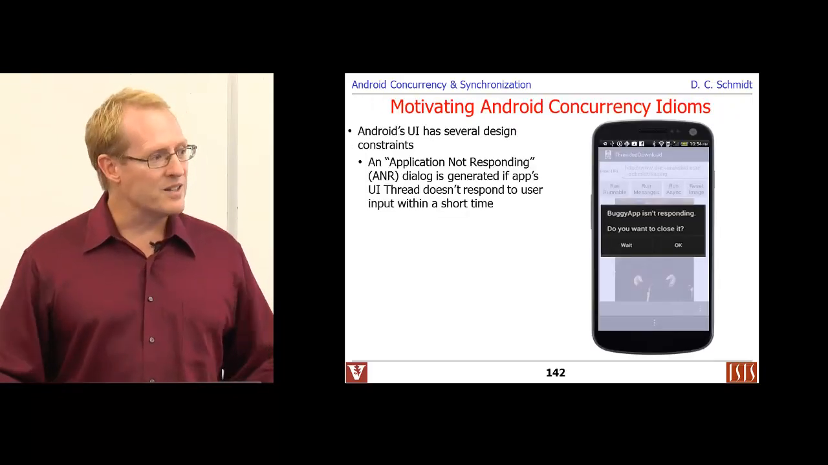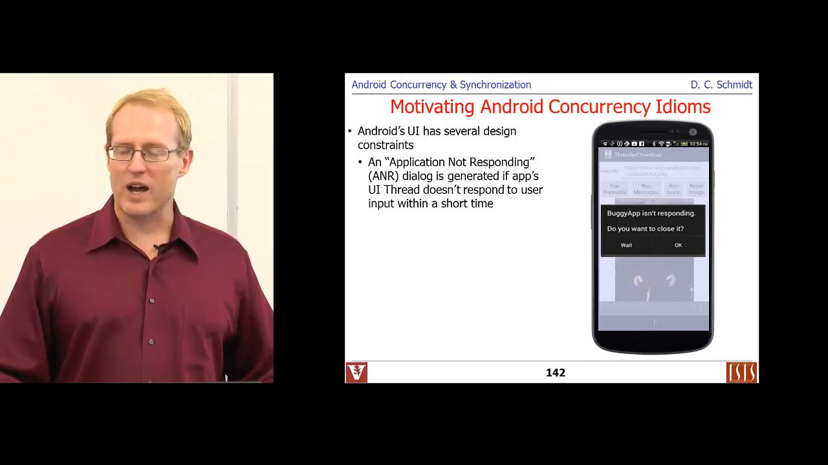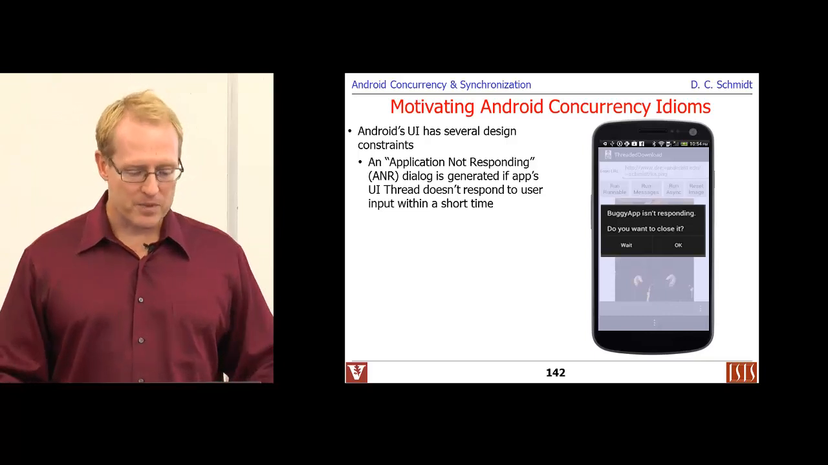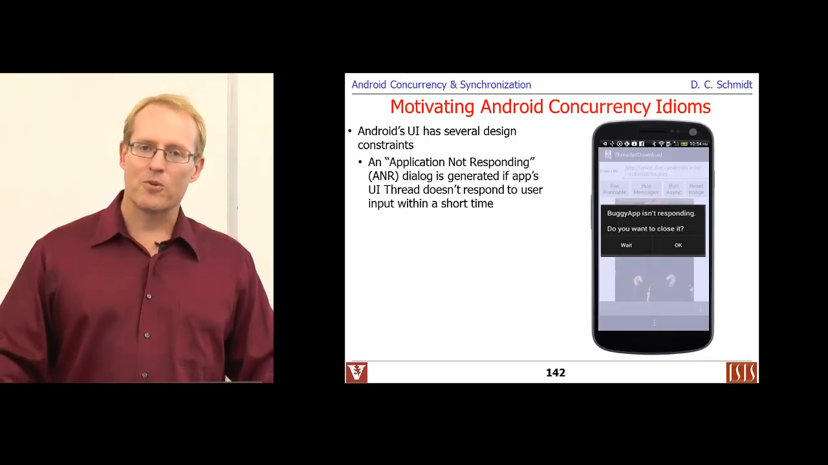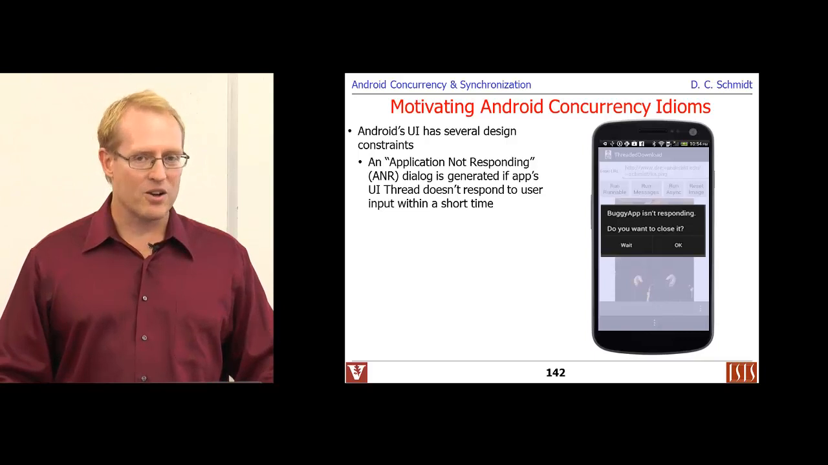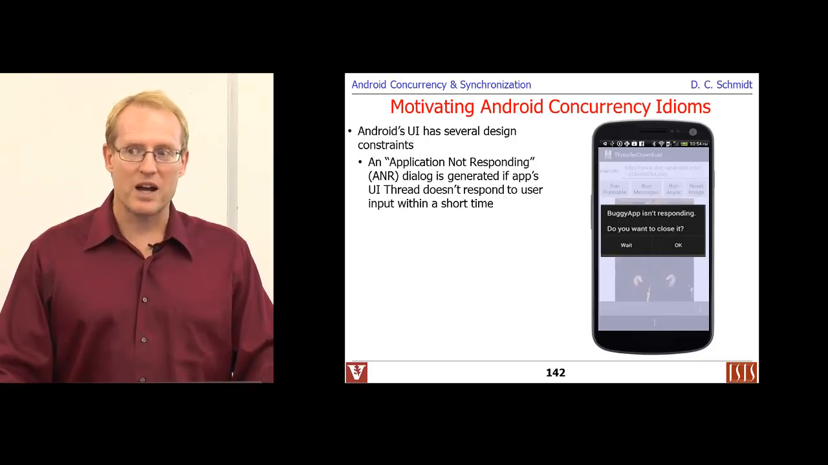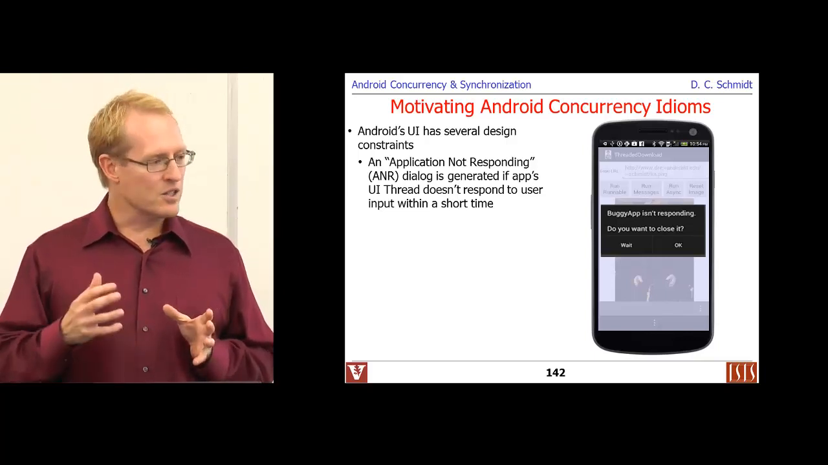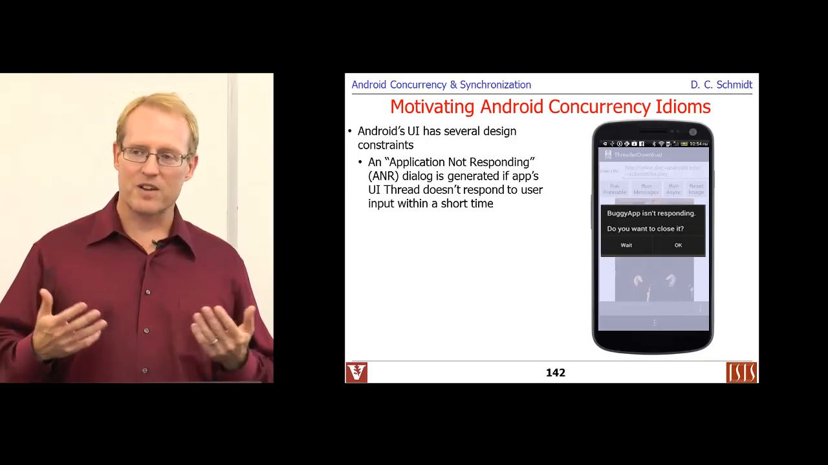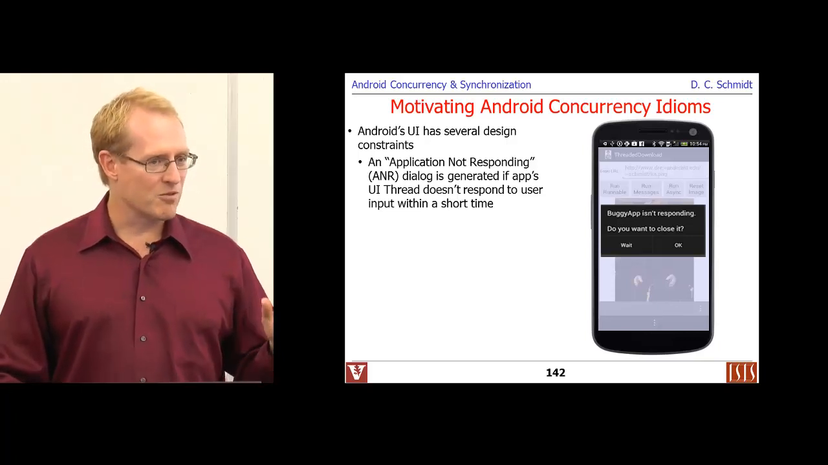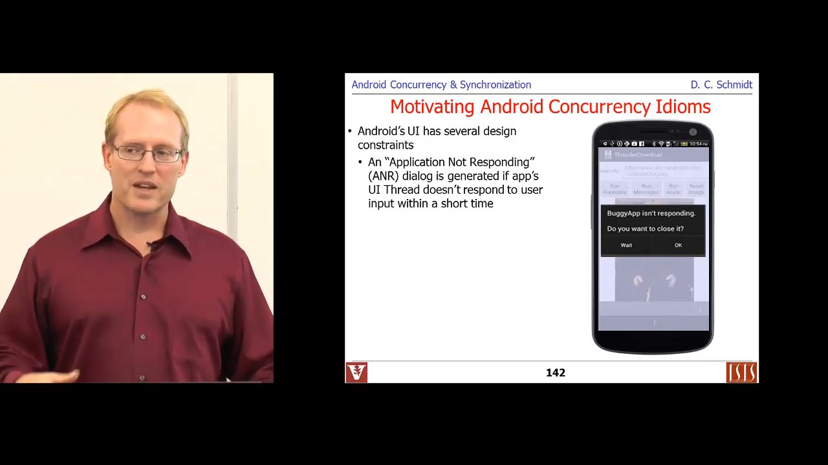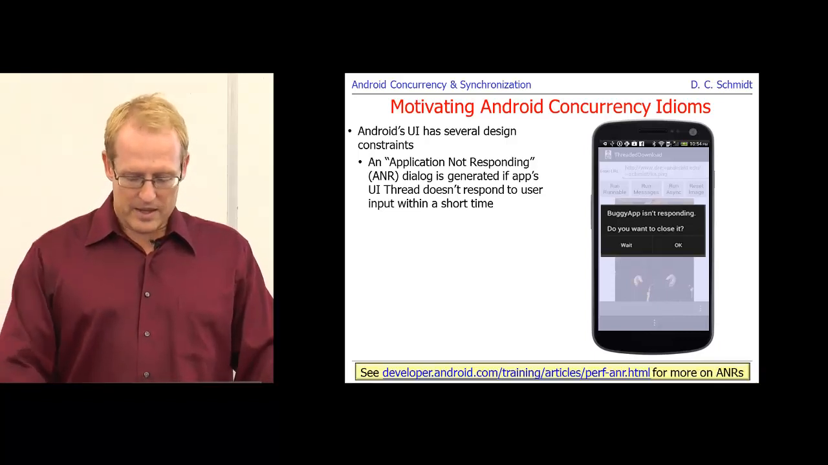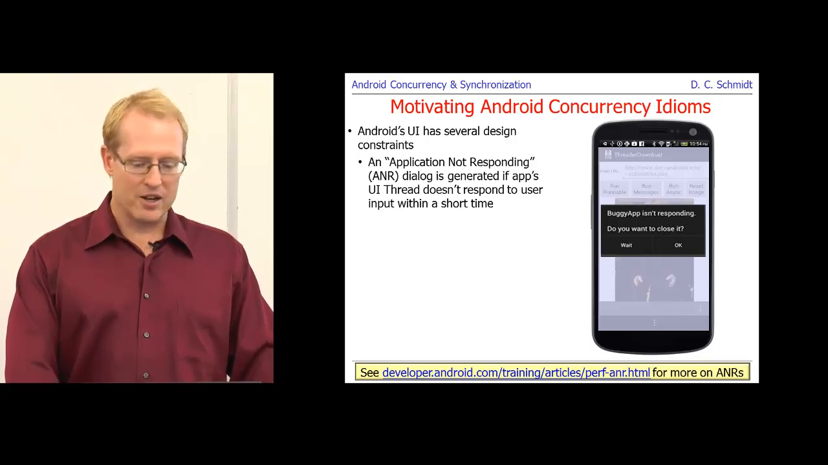First of all, why do we need Android-specific concurrency mechanisms? Why isn't it sufficient just to use the stuff that comes out of the Java toolkit out of the box? Well, a couple of reasons, some of which we talked about before. There's this thing in Android called the application not responding, or ANR, dialog. It's generated if the user interface thread doesn't respond quickly, where quickly is defined as 3 to 5 seconds. If it gets blocked for any length of time, the ANR dialog shows up, and you get a chance to shut things down. Take a look at this link for more information about ANRs.